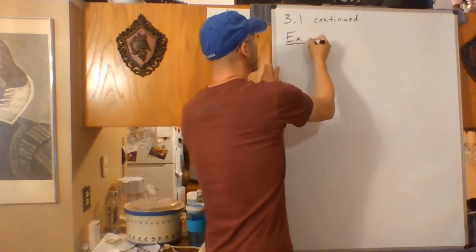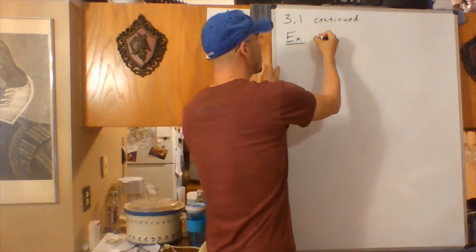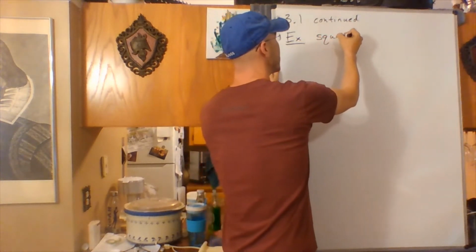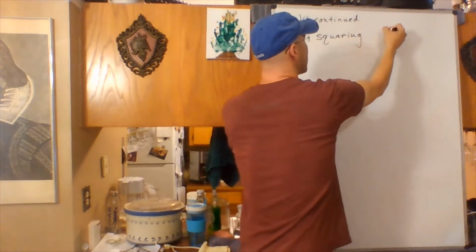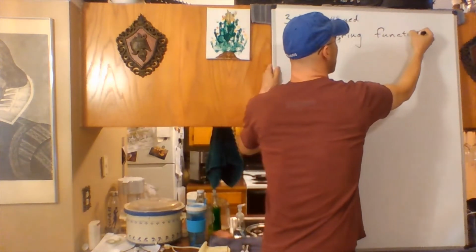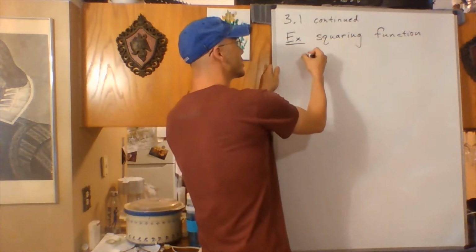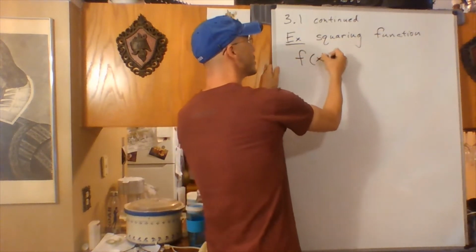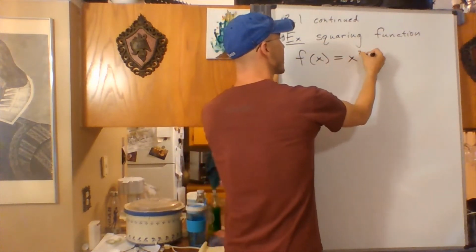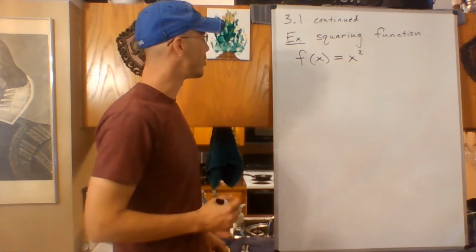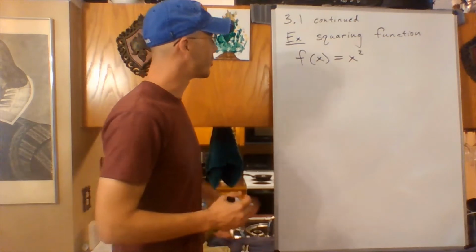In this example, I want to describe a function. This one actually has a name. It's called the squaring function. Other names also, but it's defined by the formula f of x equals x squared. So a pretty simple formula.